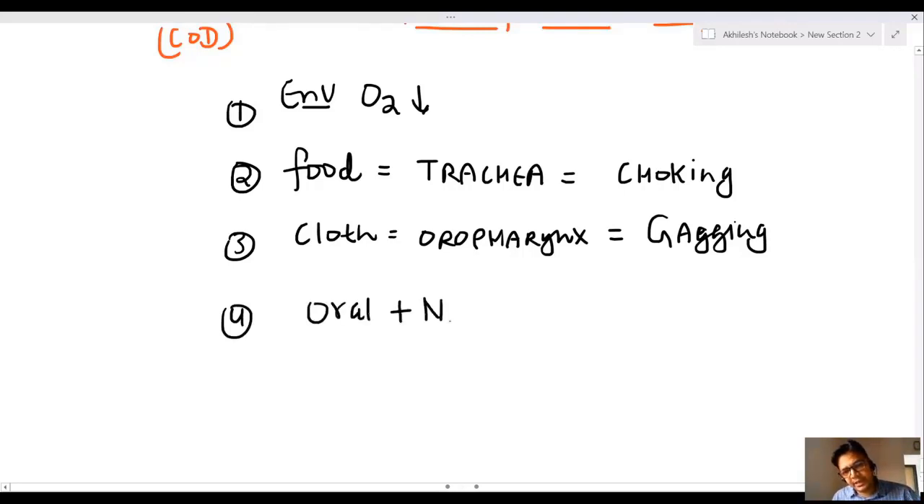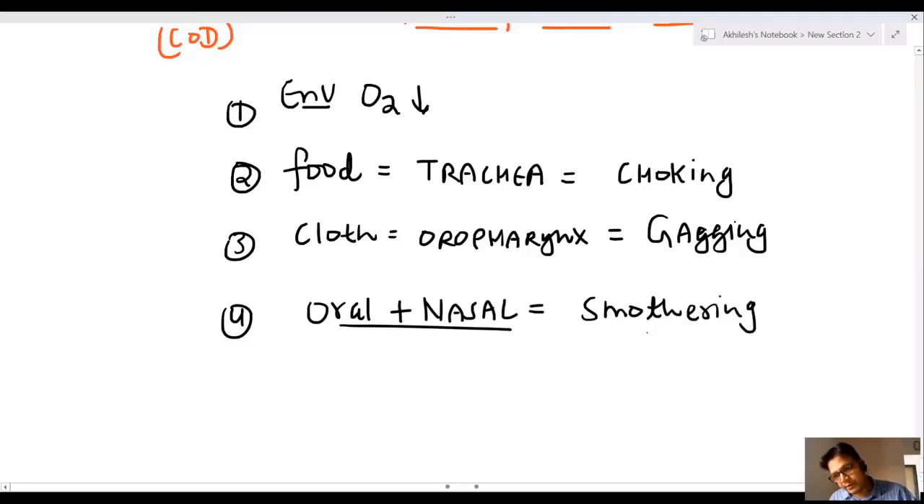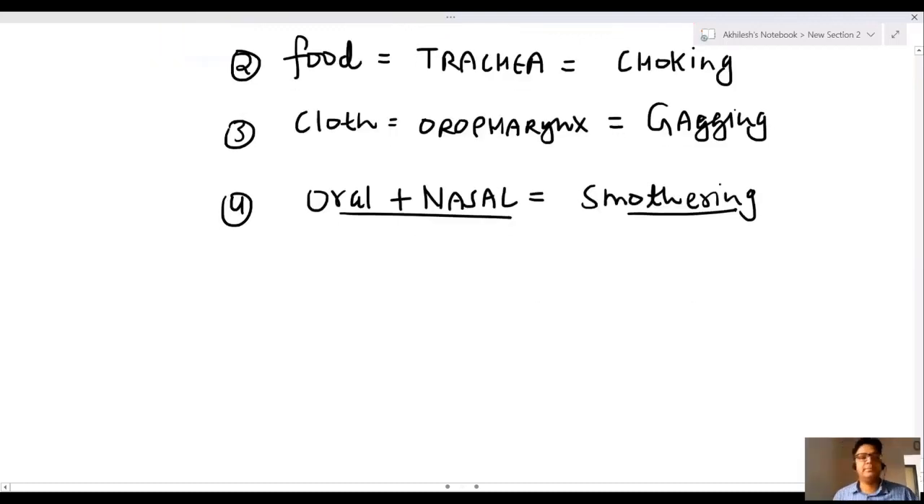When oral and nasal passages are blocked simultaneously, this is known as smothering.